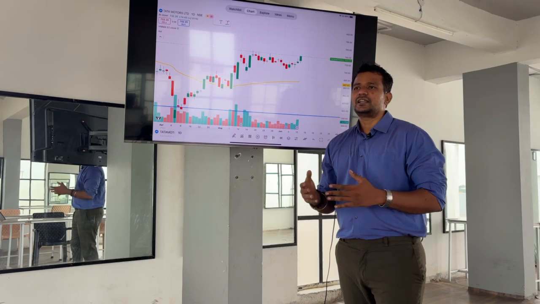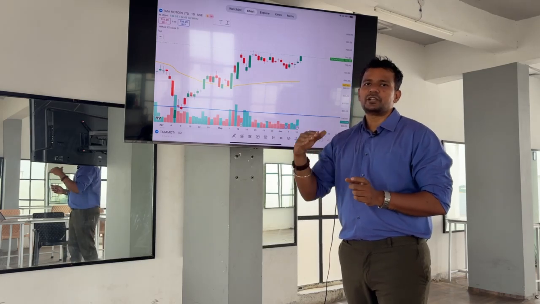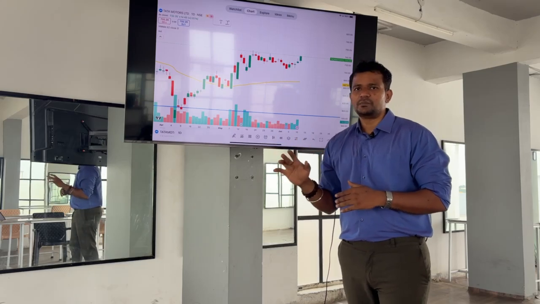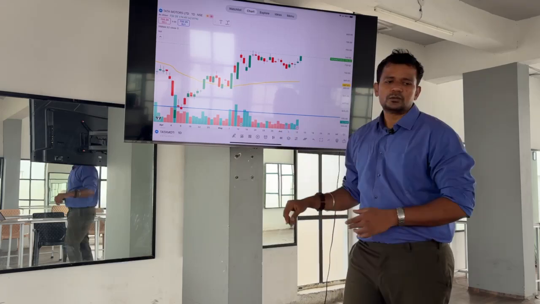So in order to understand a candle, we need to understand what the time frame of a candle is and what the price movement of it is. These are both the things that define a candlestick completely. So let's just consider this candle.